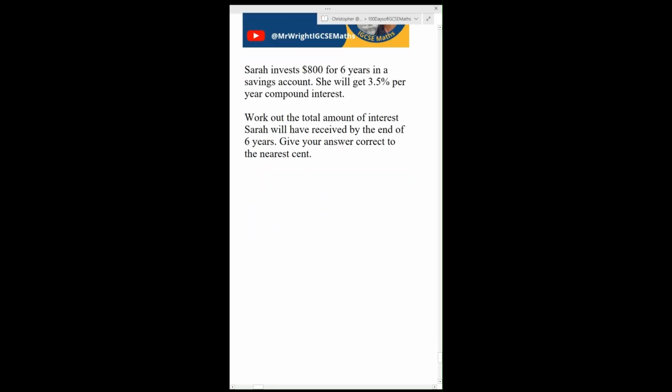So she's got $800 and she invests it for an interest rate of 3.5%. So that's my multiplier. And it's the power of 6 compound interest for 6 years. So according to my calculator, at the end of the 6 years, she's got that many dollars. So the interest she's received must be $183.40 to the nearest dollar.